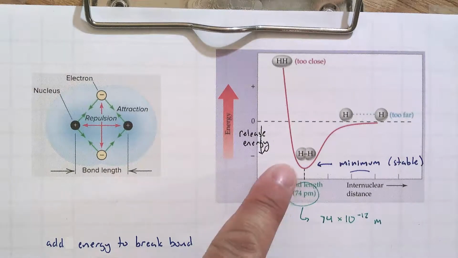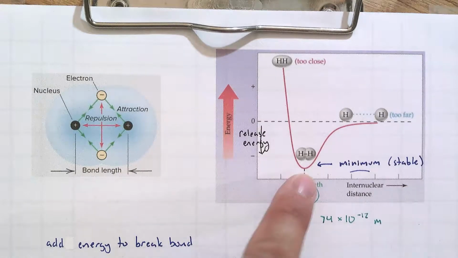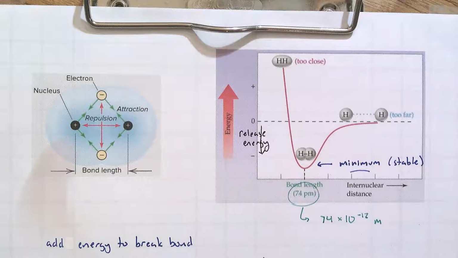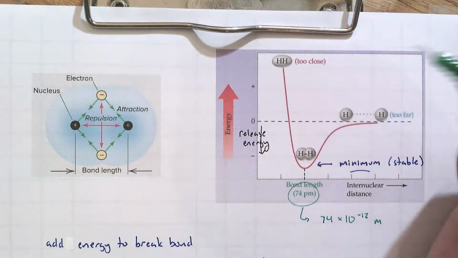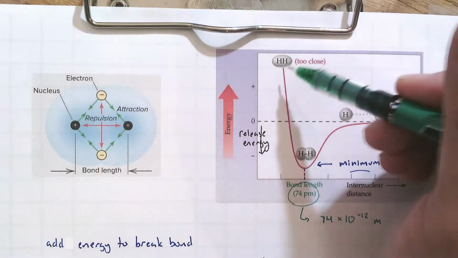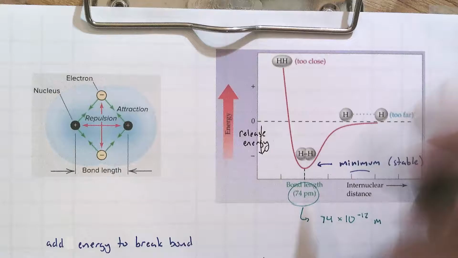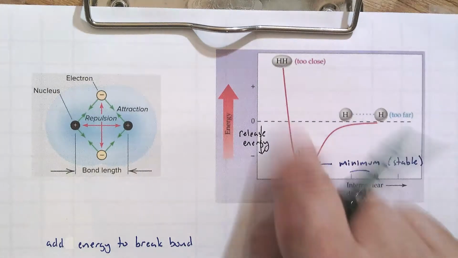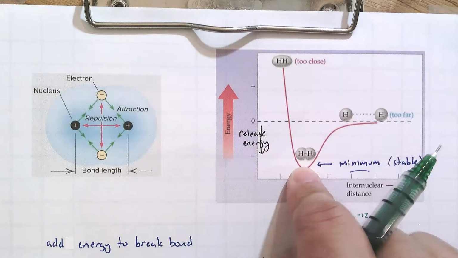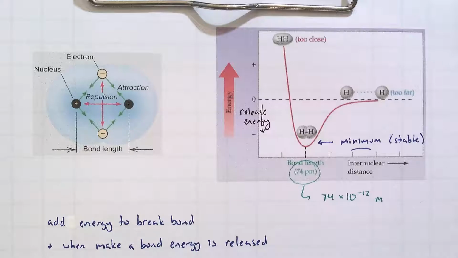But if you push these any closer, then you start to get this repulsion and the energy shoots up. And you're going to get to a point where it's impossible. The two atoms are going to be right on top of each other, and that's not possible. So we have a minimum. And all covalent bonds go through this kind of curve where it finds its minimum energy. That's all I need to say about those two figures.